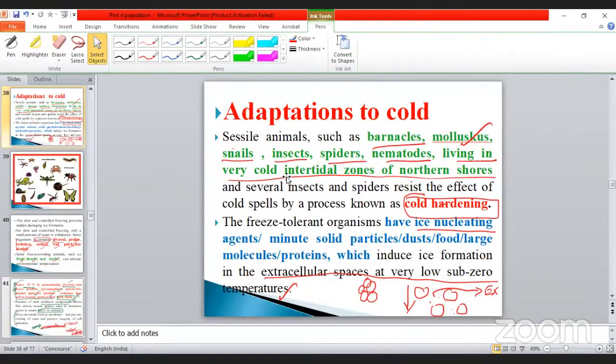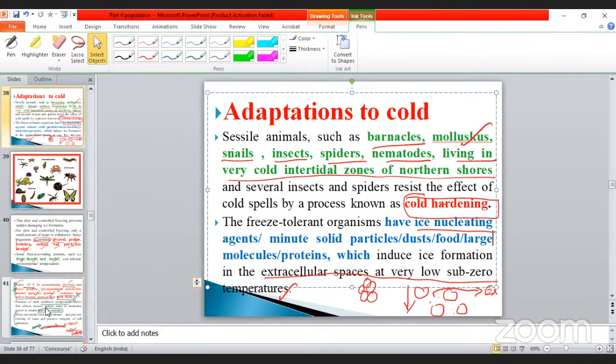And adaptation to the cold. There are so many animals that have been reported, particularly sessile animals such as barnacles and molluscs, snails, insects, spiders, and nematodes, living in the very cold interstitial zone of the northern shores. They can fight against the cold conditions, so it is called cold hardening. Freeze tolerance involves heavy ice-nucleating agents, minute solid particles, dust and food, and large molecules and proteins, which induce ice formation in the extracellular space at very low sub-zero temperatures.